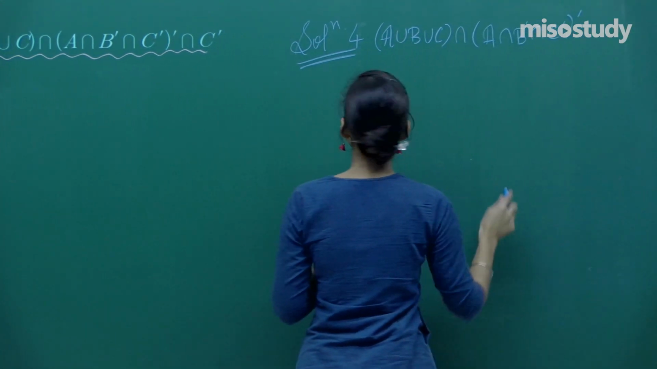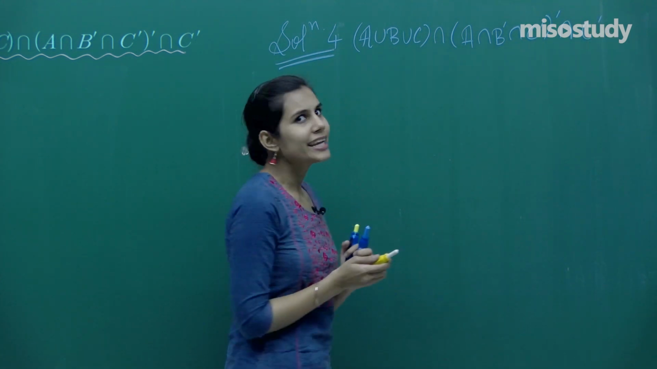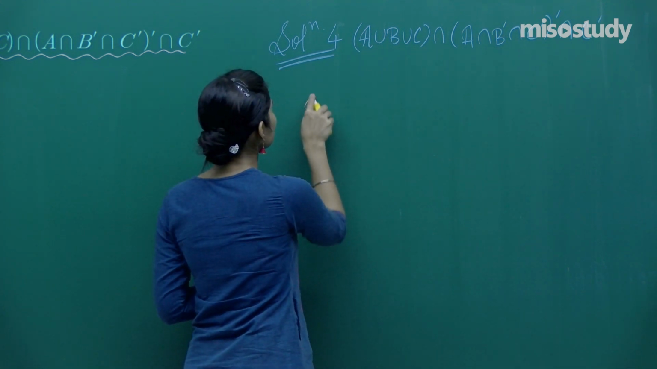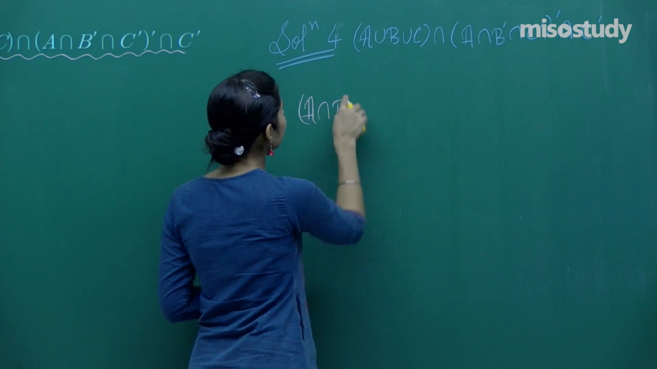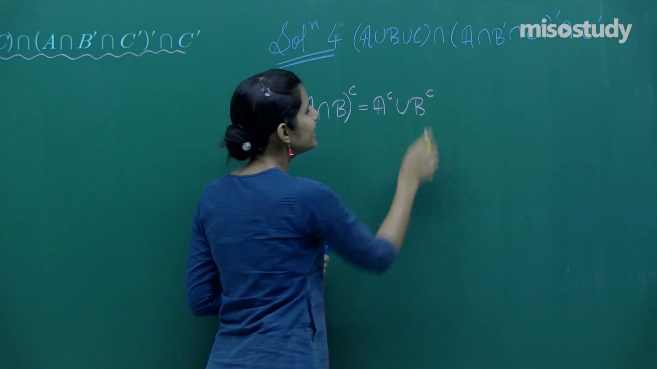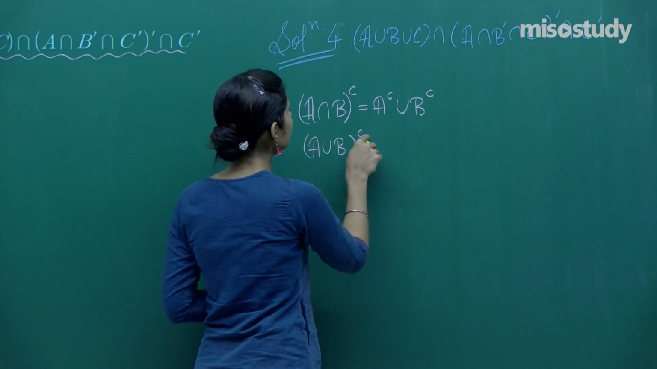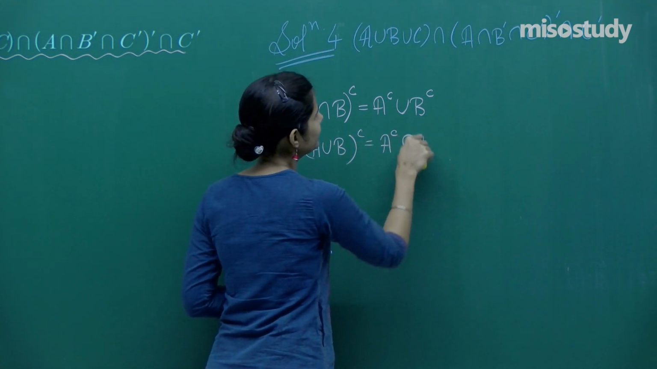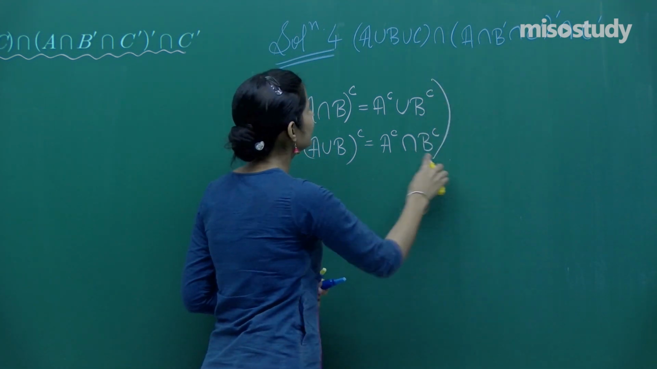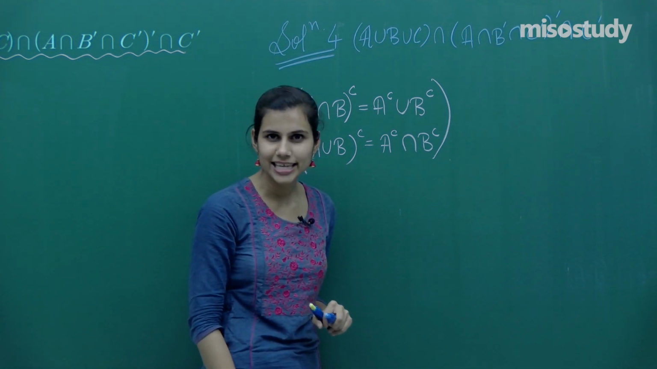The whole complement intersection C complement. Let me remind you of something. For any number of finitely many sets, we had A intersection B whole complement was A complement union B complement, and we also had A union B whole complement was A complement intersection B complement. What were these? These were the very De Morgan's laws for any number of finitely many sets.